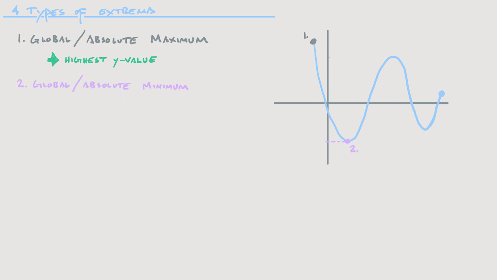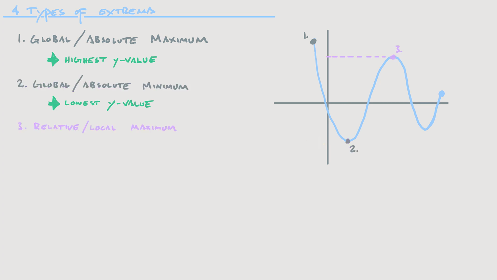absolute maximum. In the same light, there exists an absolute or global minimum, which is the exact same thing, except now it's the lowest y value of the graph. So there exists some c value that produces an f of c value that is smaller than any other f of x value on the graph. And visually, you can see it here.